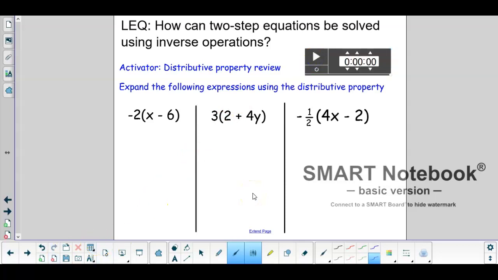Okay, the first one on the far left, we had a negative 2 times x, negative 2 times positive 1x would be negative 2x, and then negative 2 times negative 6 would be positive 12. Again, if you can't do this mentally, you should be doing this in your calculator.